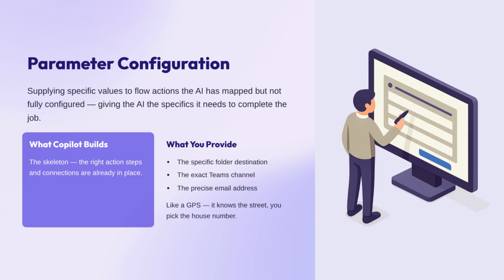You've probably seen this when you use a GPS. It knows you want to go to Main Street, but you still have to pick the house number. Let's break this down together. Copilot builds the skeleton of the work and we provide the specific details.